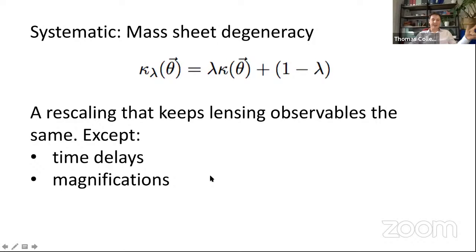And the absolute magnifications. So if you had a standard candle or a standard ruler lensed, you would be able to break the mass sheet degeneracy that way. You can't use relative magnifications; they all transform in just the right way. So you really need a standard candle to lift this.